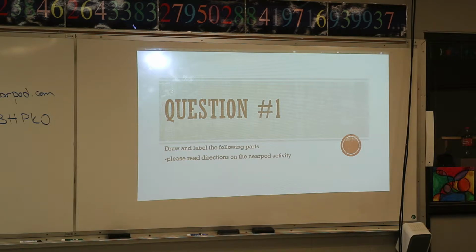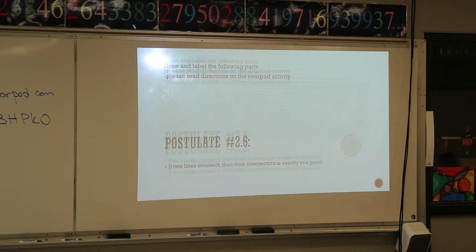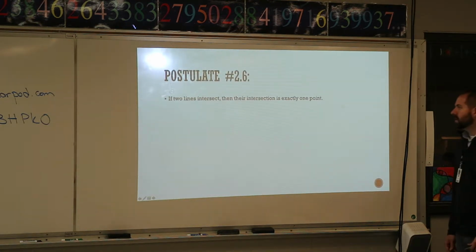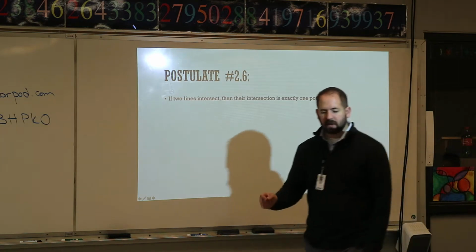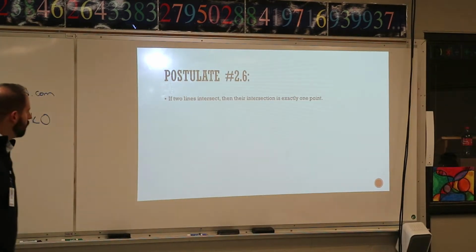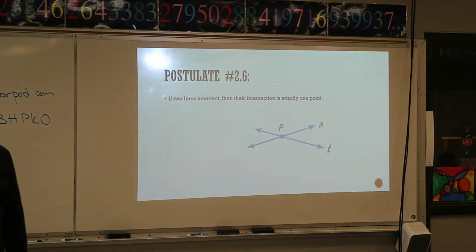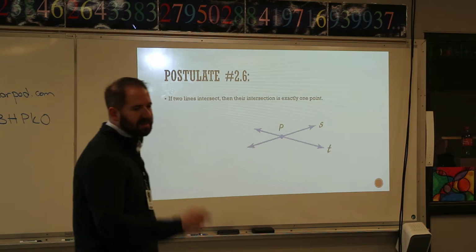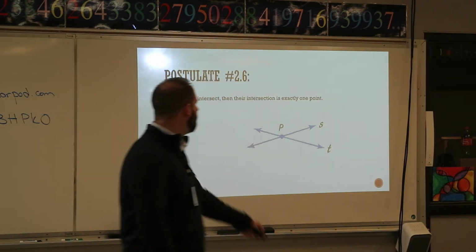Okay, 2.6. So 2.6: if 2 lines intersect, then their intersection is at exactly 1 point. 1 point. Now this is the picture you have drawn, right? So 2 lines are intersecting, their intersection is exactly 1 point. Now how do you name that point?